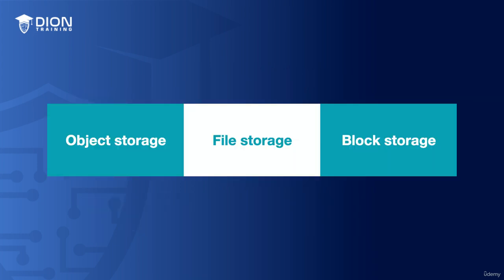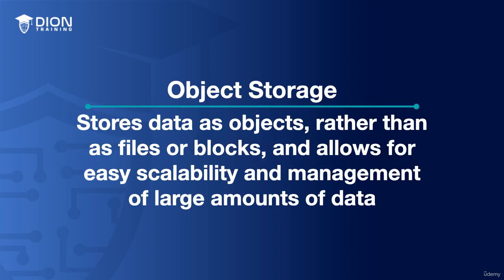There are also different types of storage that can be used in a cloud storage service, and this includes object storage, file storage, and block storage. Object storage is a type of storage that stores data as objects rather than as files or blocks. This allows for easy scalability and management of large amounts of data. Now, an example of this would be an organization that stores a large number of images and videos on a cloud storage service, and they want to use object storage like a bucket or a blob to store all of those things.